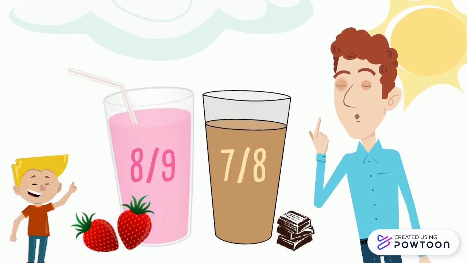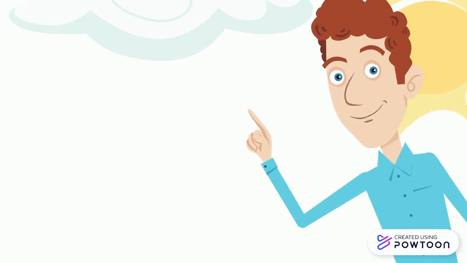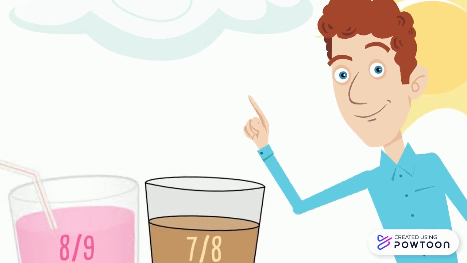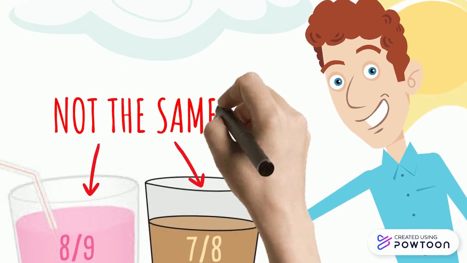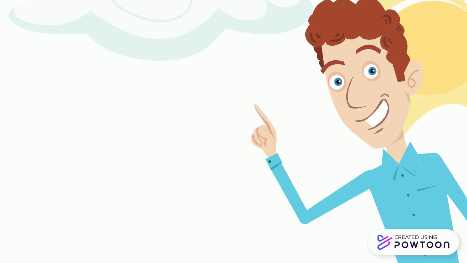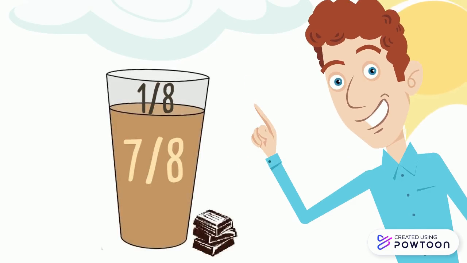They've both got the same, don't they? They both need one more part to be full. Good try, Timmy, but no. Both cups might only need one part to be filled, but those parts are different sizes. Since our chocolate milk is 7/8 full, we need 1/8 more milk to fill it to 8/8, or one whole.